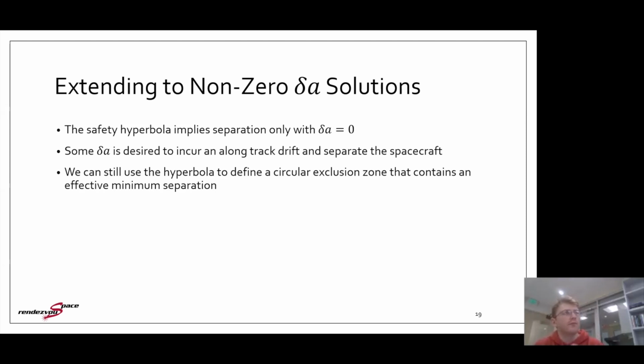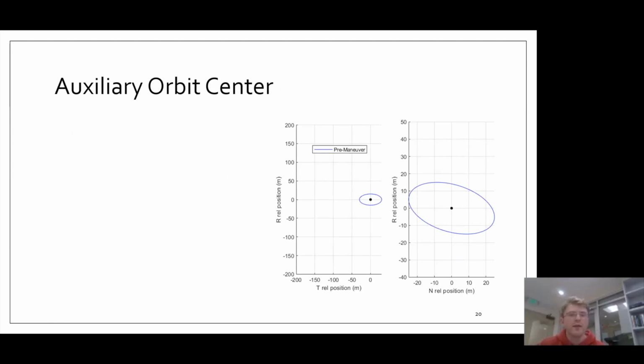So we can still use the key fact from the relative eccentricity inclination vector hyperbola, that by aligning them in that hyperbola, you can achieve a separation of basically a keep out zone of a circle around the center point of your orbit in the RN plane. So we can sort of generalize that with a surrogate orbit or auxiliary orbit center that is not at 0 on the RN plane, but is located somewhere else, and then just have a smaller effective safe area. So starting from a pre-maneuver trajectory where our chief is at 0, 0 in the RN-RT plane, and we have a deputy moving around it.